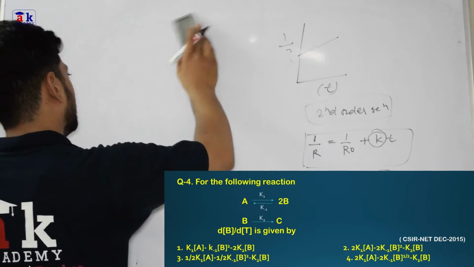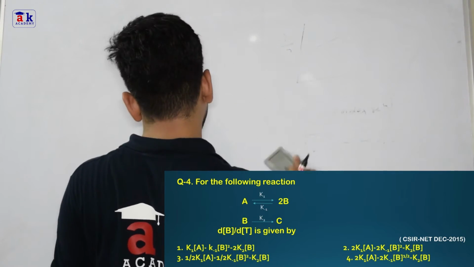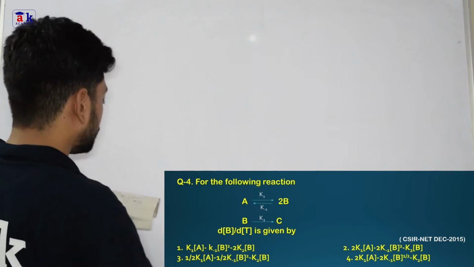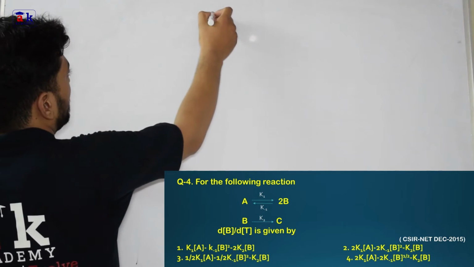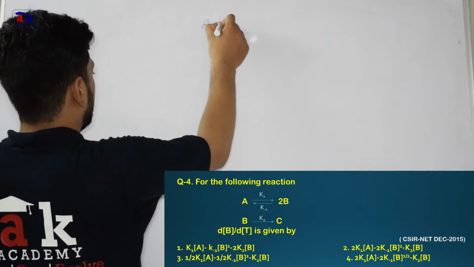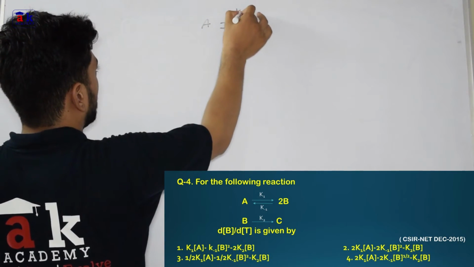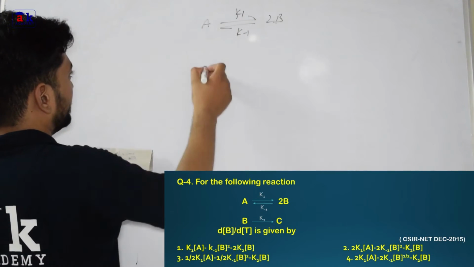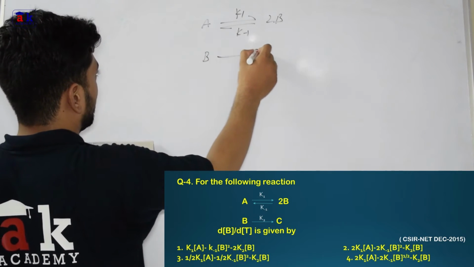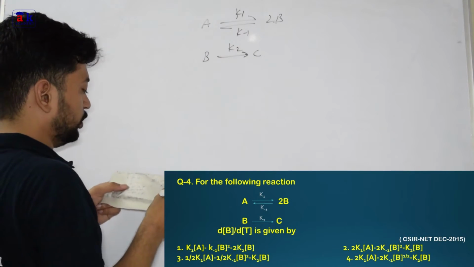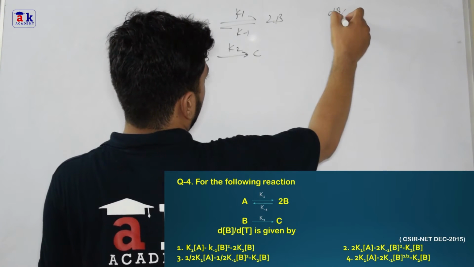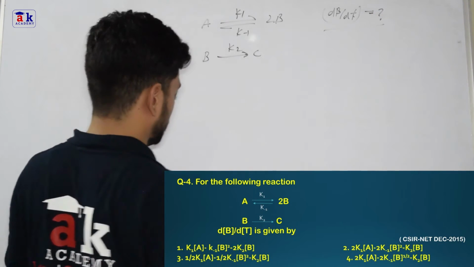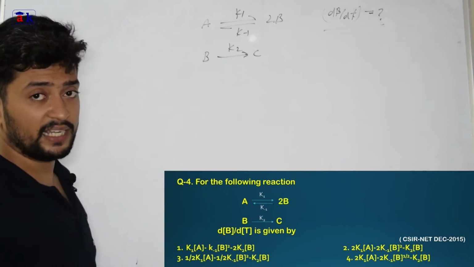Here we have one reaction, and we have to find out the dB by dt. Now let's see how you can solve this one. So here, let's write the reaction first. Here we have A, here we have K1, K minus 1, here we have 2B, right? And the second reaction is B is getting converted into C, here we have K2. So they are asking about the dB by dt, will be what? Now let's see how you can solve this one.